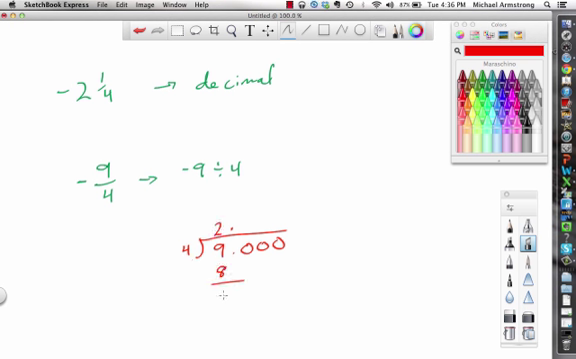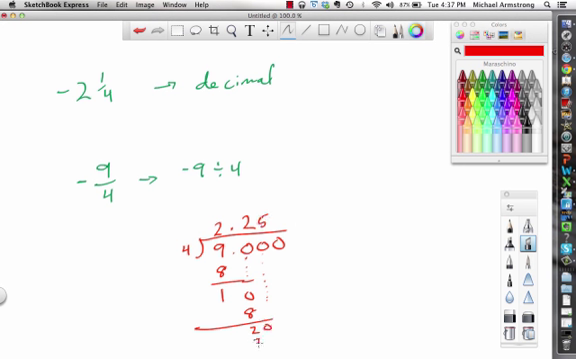That's 8. 9 take away 8 is 1. Bring down your 0. Hopefully this is familiar to you. 4 goes into 10 twice. 2 times 4 is 8. 10 minus 8 is 2. And bring down a 0. And 4 goes into 20 5 times.